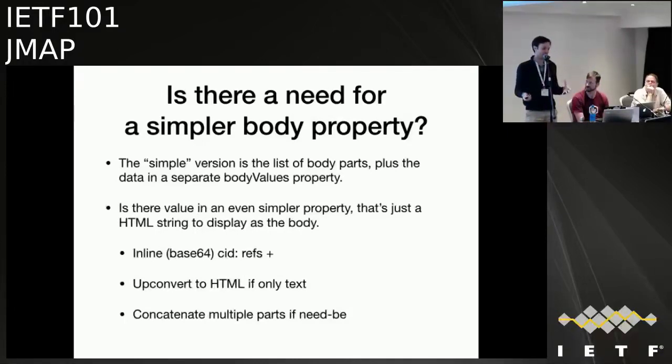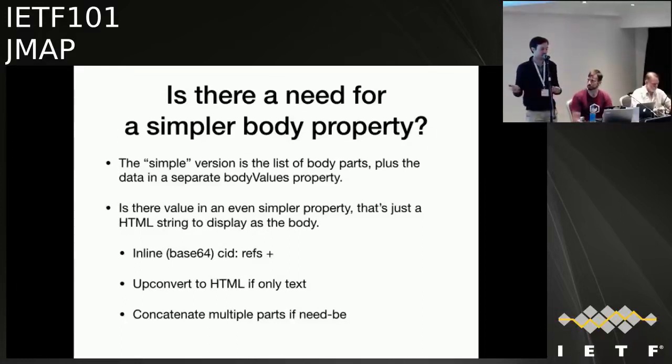But for the body part, it is now more complicated, even in the simplest case, than it was before. You can get that array of parts, and you can get the values for the text bits of those parts in a body values property on the object. It's not super complicated, but if you're building a simple client to display a message and you look at this for the first time, it's perhaps a little overwhelming. So the question is, is there value in having an even simpler property, which you could request from the server? Obviously, if you don't request it, you don't get it.